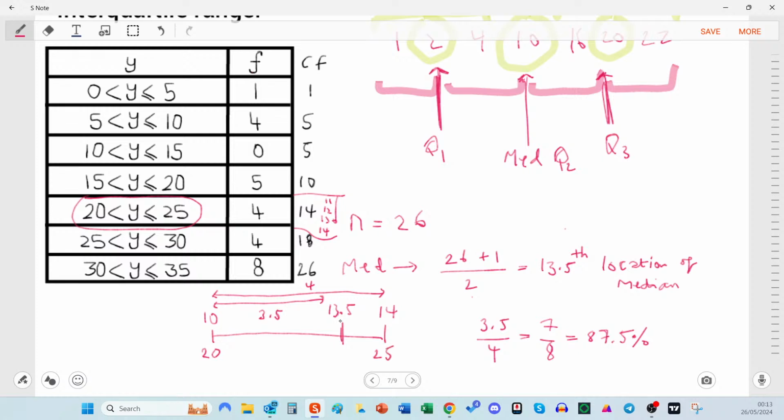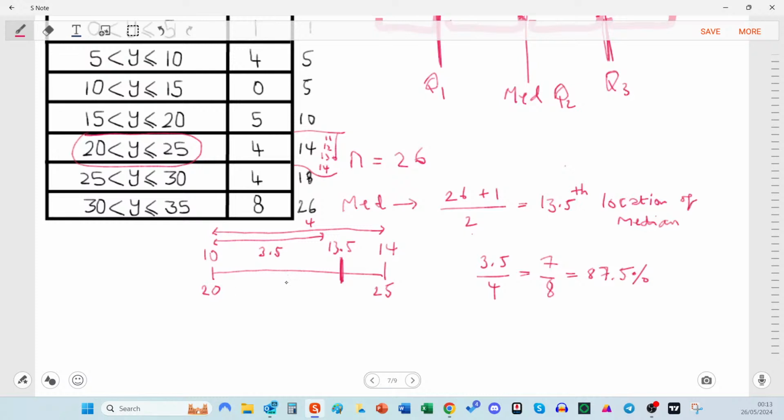So we want to find the equivalent proportion, which we know now is 87.5%. We'd like to know what 87.5% into the 20 to 25 is. Well, that's pretty straightforward, I suppose. We know that the whole distance here is 25 take away 20, that's 5. The whole distance is 5.